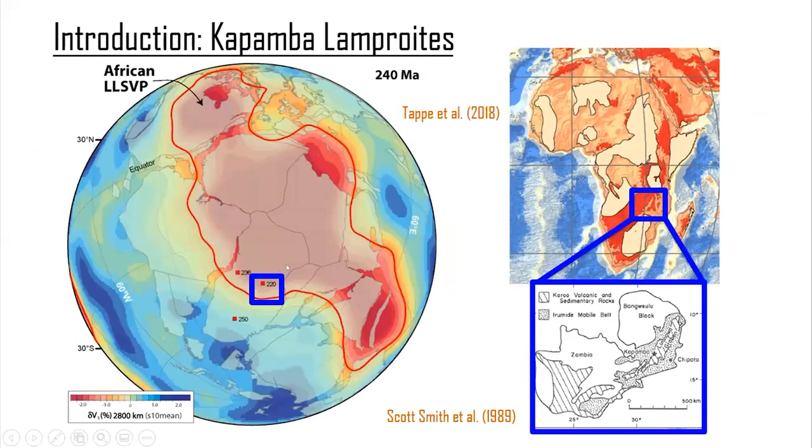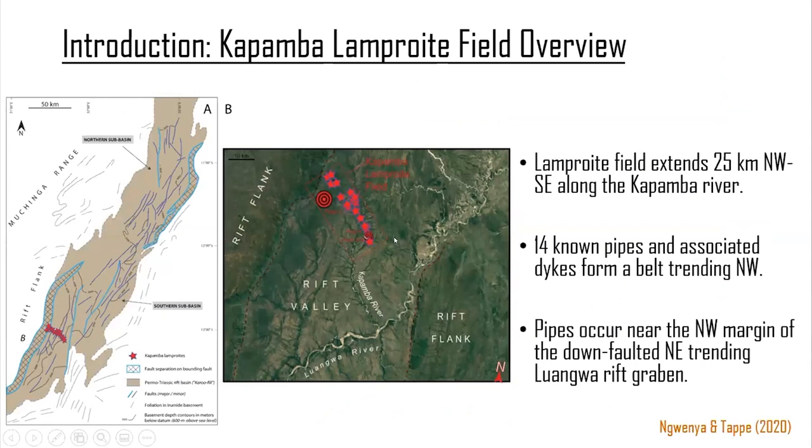A closer look into the lamproite in question here: according to the eruption age of 220 million years suggested by Scott Smith et al. in 1989, the Kapamba lamproites would have erupted within the boundaries of the African LLSVP, as we can see here in the reconstruction of Gondwana 240 million years ago. Now, the Kapamba lamproite field extends 25 kilometers northwest along the Kapamba River, and it consists of 14 known pipes and associated dikes, which sit on the northwestern margin of the northeast trending Luangwa Rift Graben.